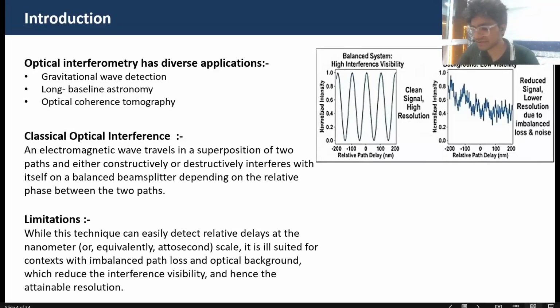If you look at the first set of graphs on the slide, you can see the issue clearly. The graph on the left shows a balanced system. It produces a clean signal with high interference visibility, yielding high resolution. The graph on the right shows what happens when we introduce path imbalance and optical background noise. The signal is reduced and the visibility is compromised, and the attainable resolution drops significantly.